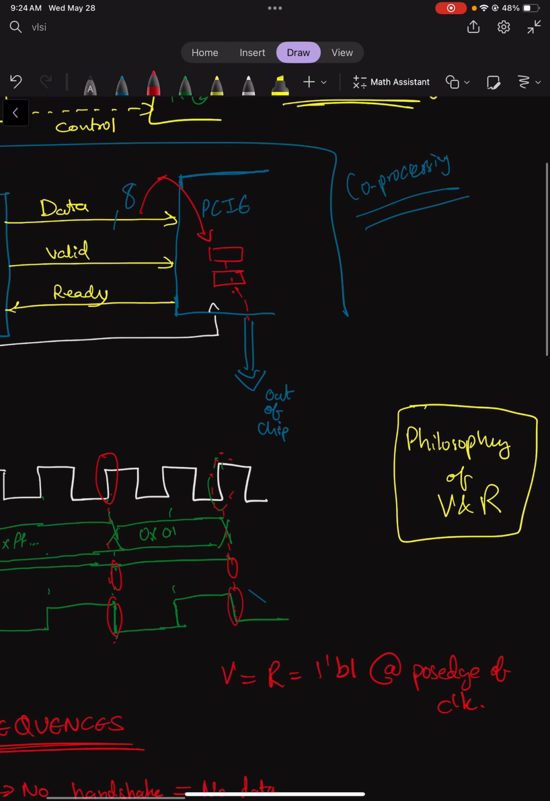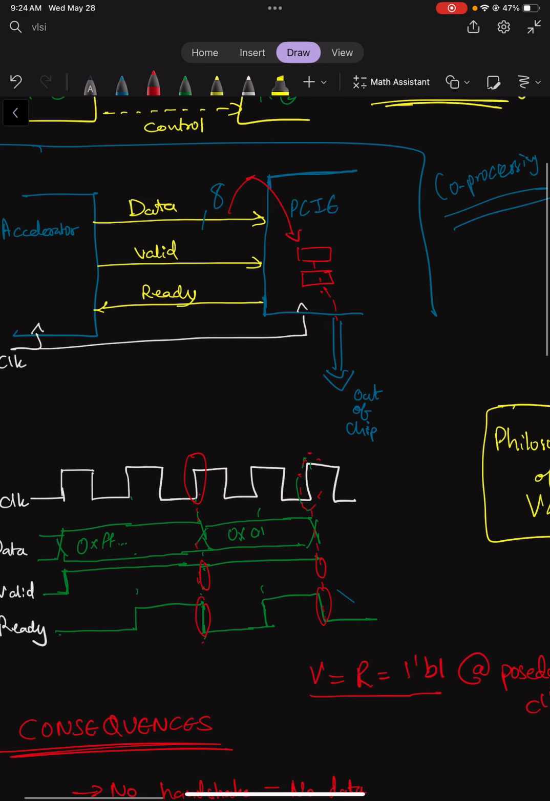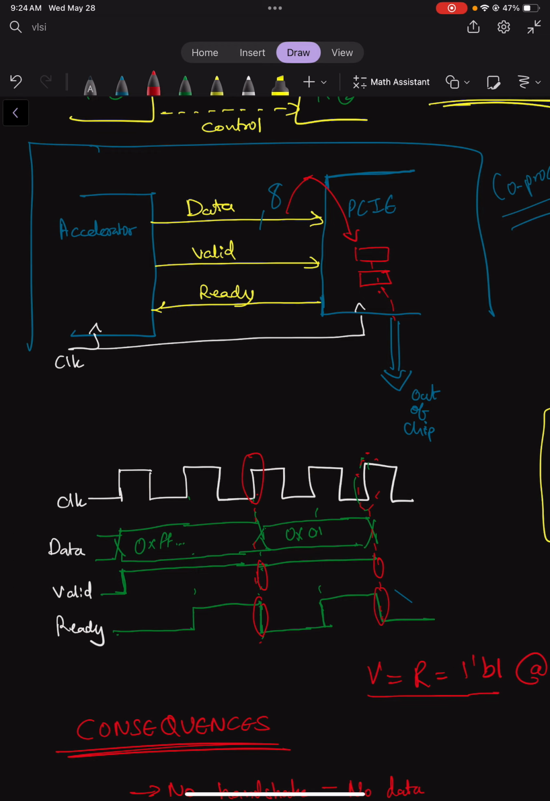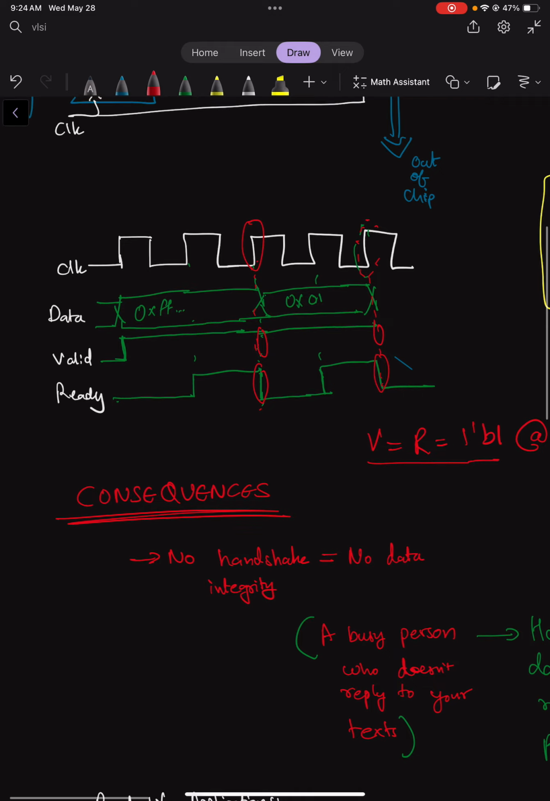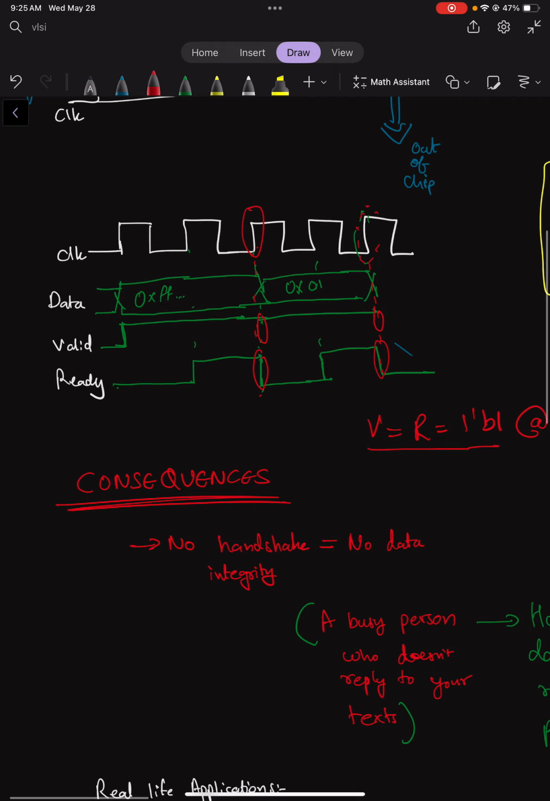So what is the philosophy again of the valid and ready handshake? It's basically simple. It just says that at a given clock edge, if both valid and ready are 1, that's when you can exchange data packets, payloads, or whatever you want to exchange. Now, I want to talk more about the consequences of not having these handshakes. So I think it's a no-brainer that no handshakes means no data integrity.